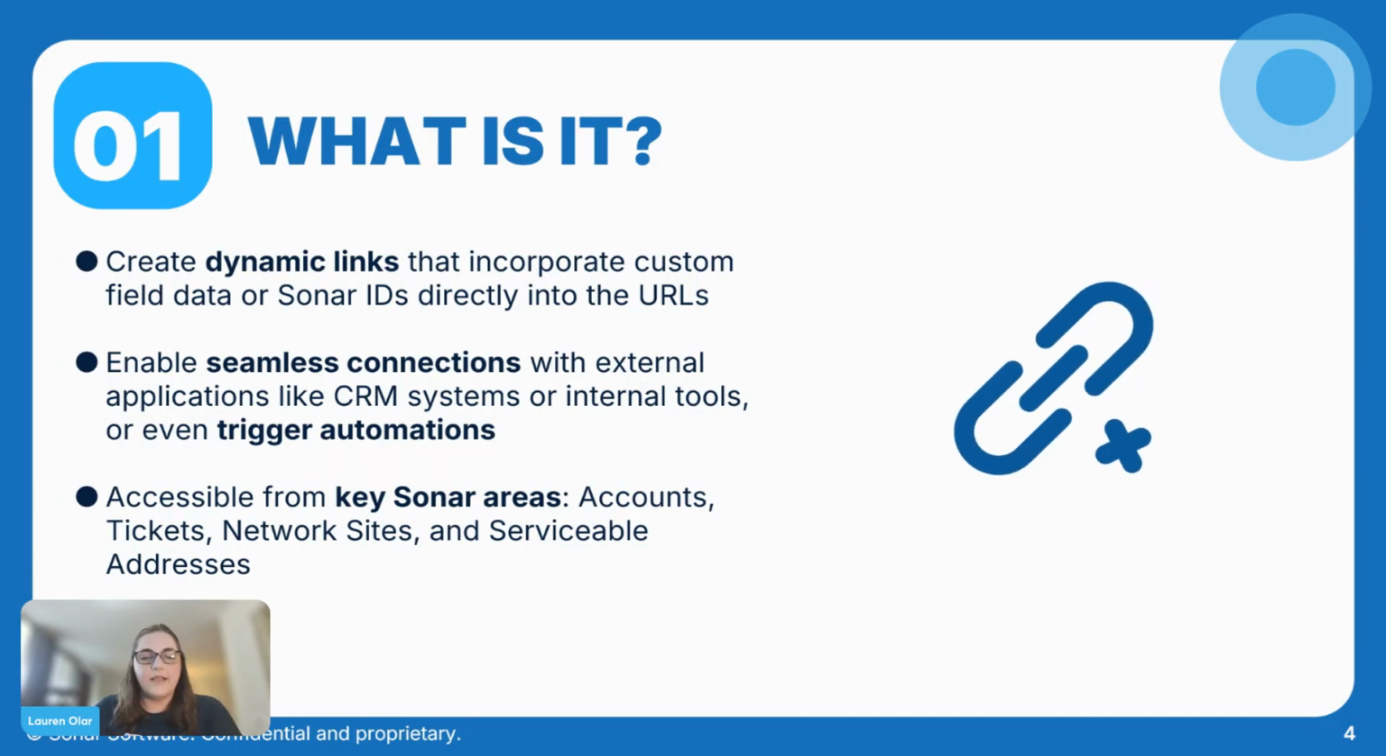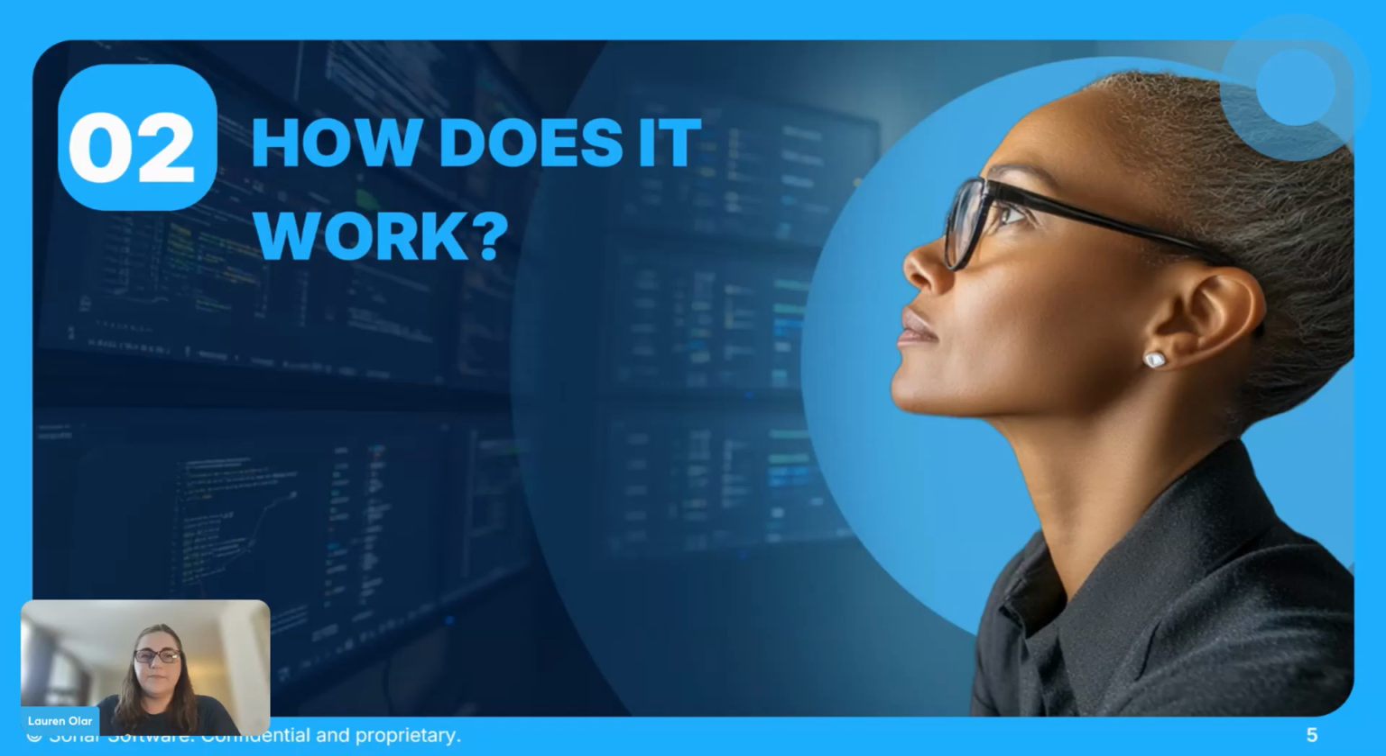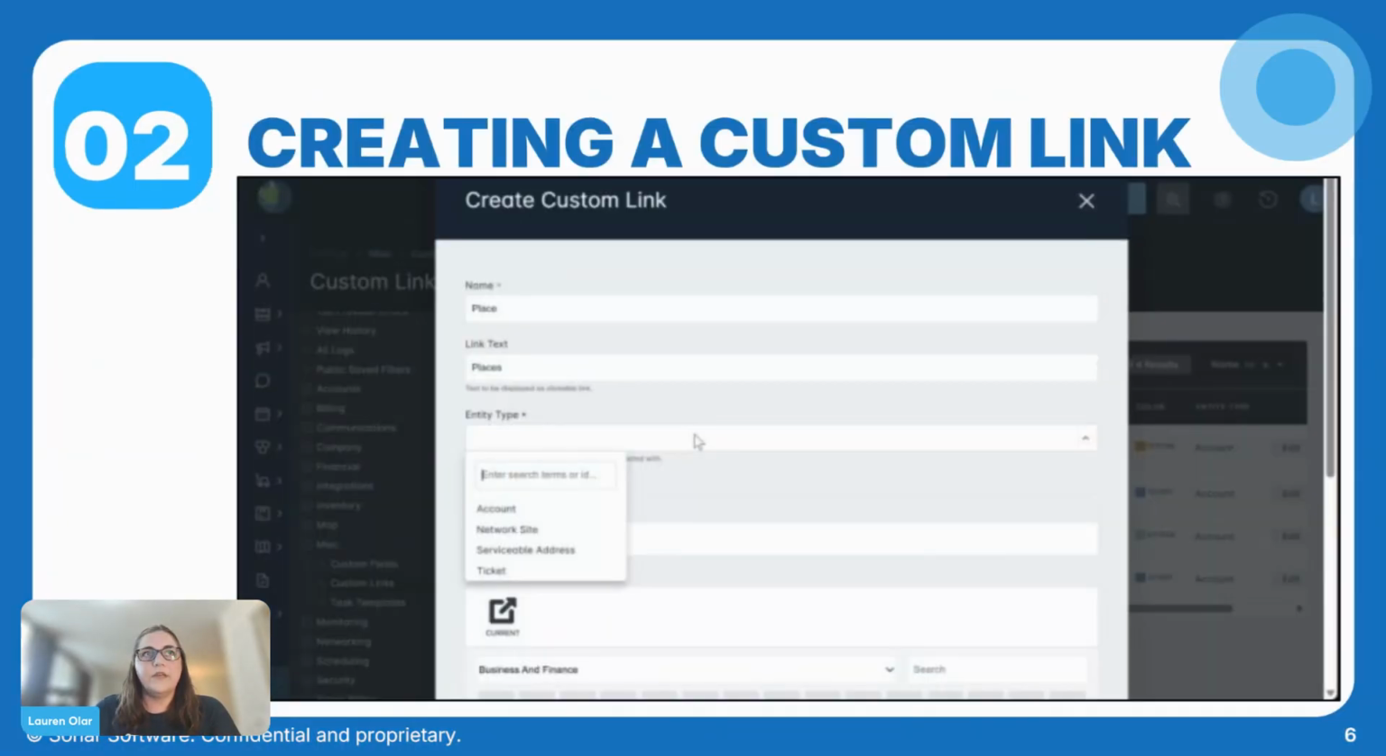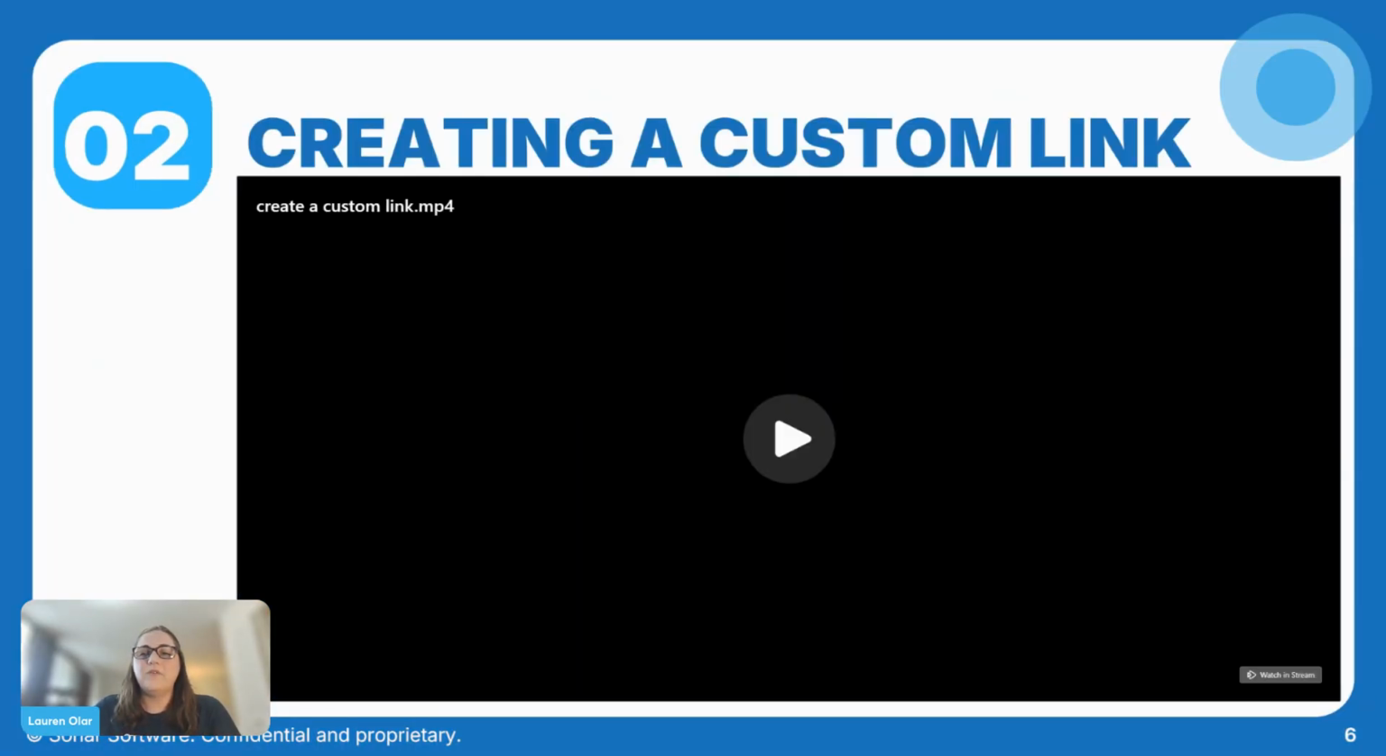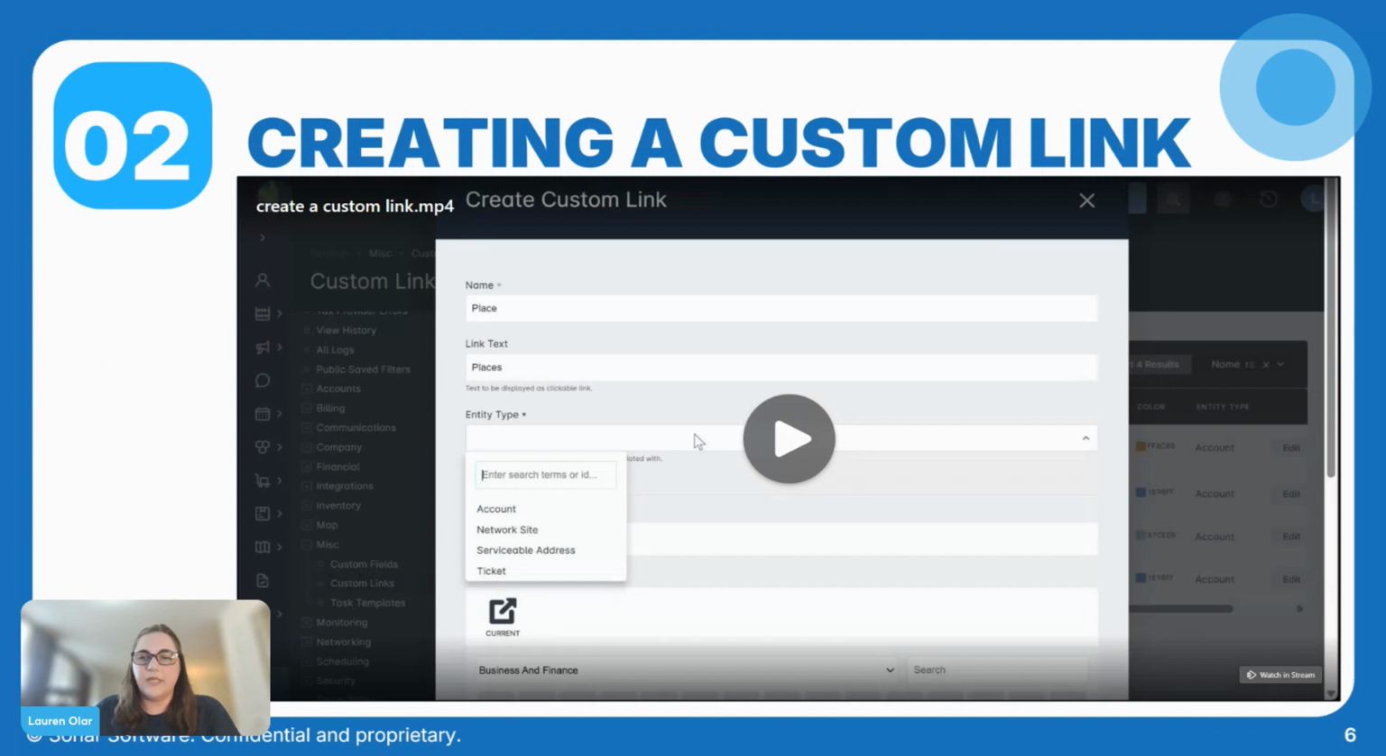So that is a high level of custom links. Let's get into, well, how do they actually work? So let's go through some examples together. First, how do we create a custom link? For the first example we're going to walk through, it's just a little demo.